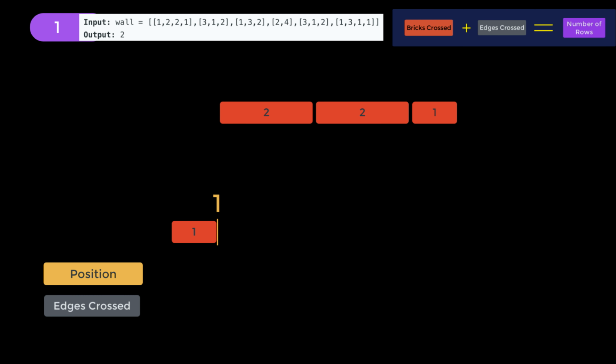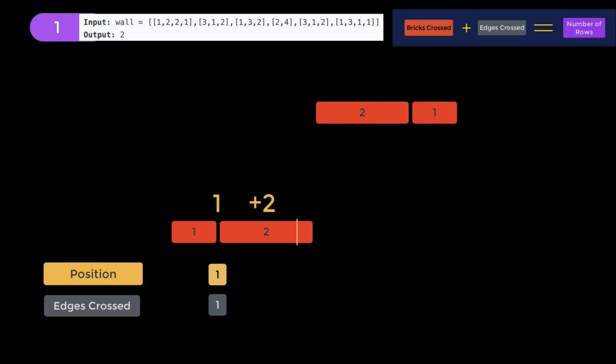And since this brick isn't the last brick in the row, we know there is an edge at this position. So we make a note that so far we found 1 edge at position 1. Then we lay down the next brick, and its width is 2. So we update our position by adding 2 to it, which means we're now at position 3. Again, this isn't the last brick in the row, so there's an edge at position 3.